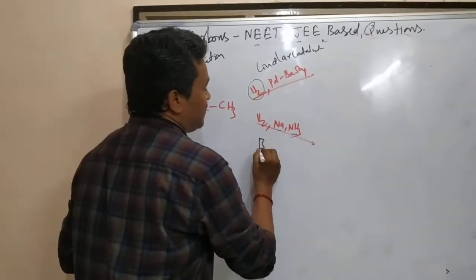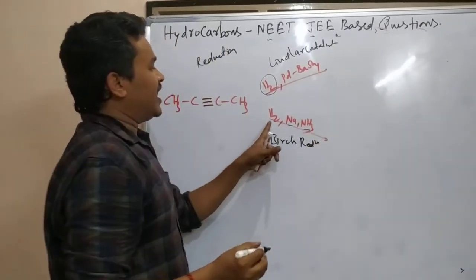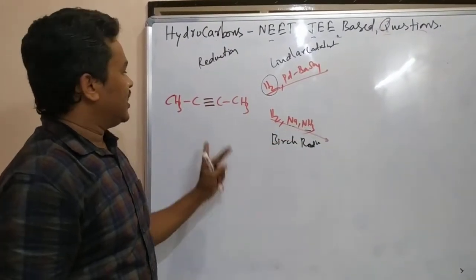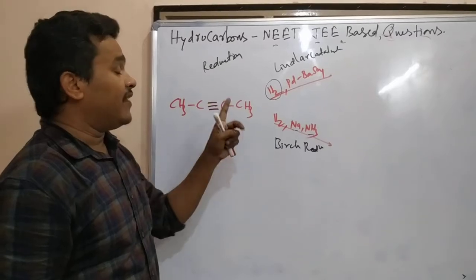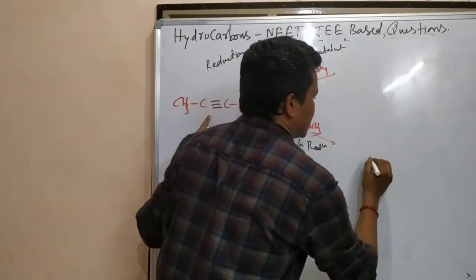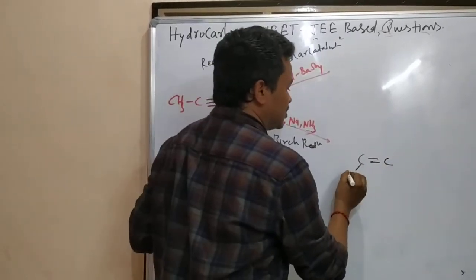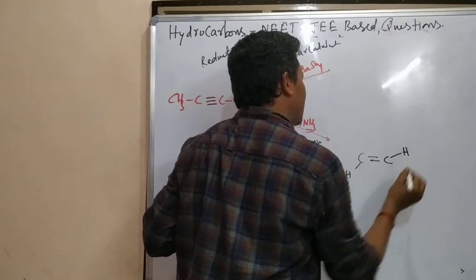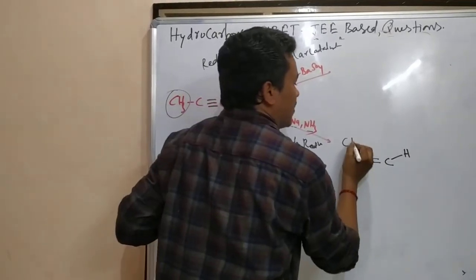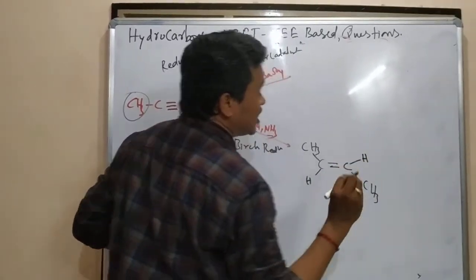Adding of hydrogen in the presence of sodium and ammonia, this is Birch reduction. Whenever adding hydrogen in the presence of sodium and ammonia, the two hydrogens are adding in a trans manner. The product is the trans product. See that? Triple bond becomes double bond. Hydrogen adding in a trans manner. So what is remaining? These two methyl groups remaining. They are also coming in a trans manner. What we have to observe is the trans product.